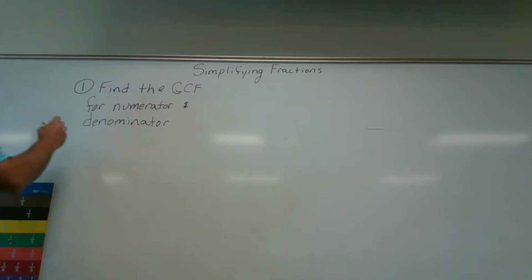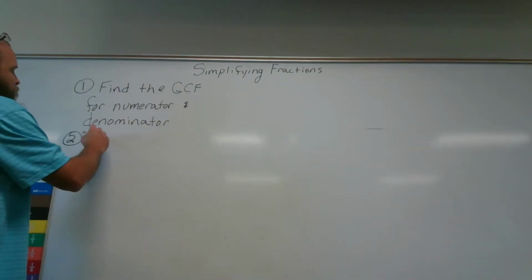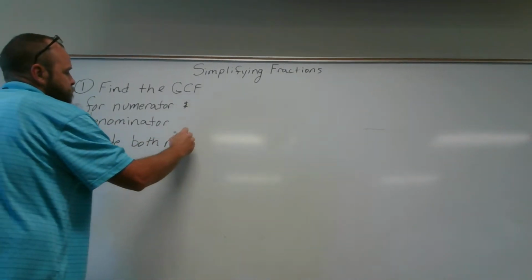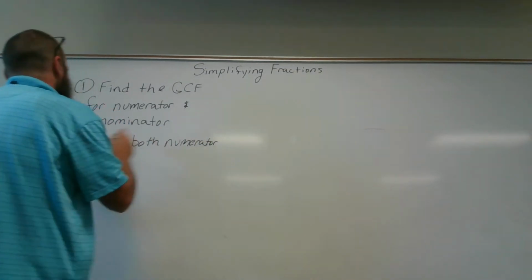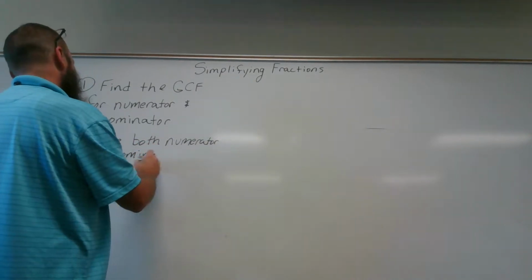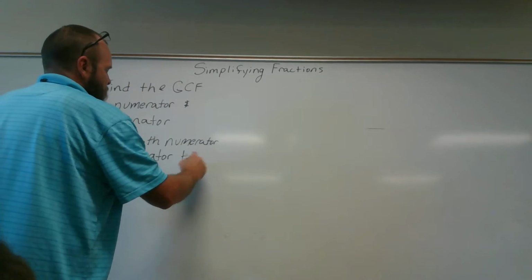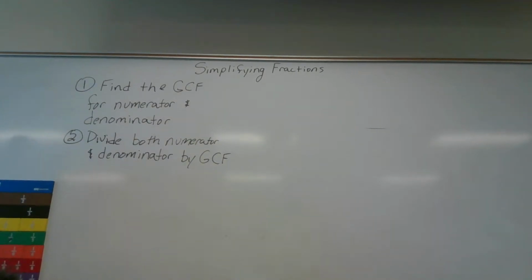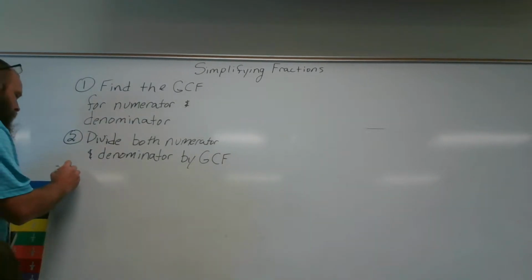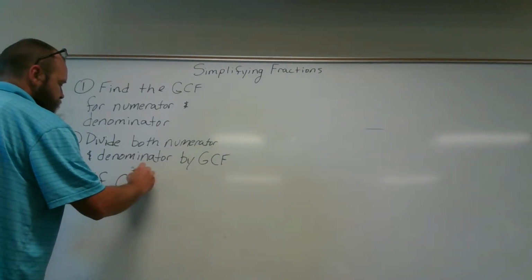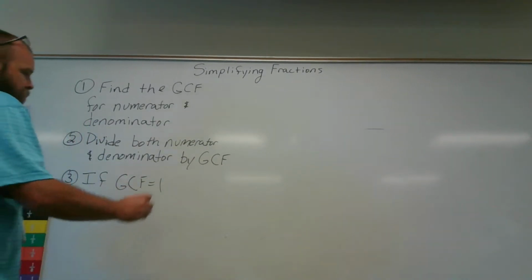The second step. You're going to divide both your numerator and denominator by the greatest common factor. You're going to divide both the numerator and the denominator by the greatest common factor. Little hint: if the greatest common factor is 1, then your fraction is already simplified.